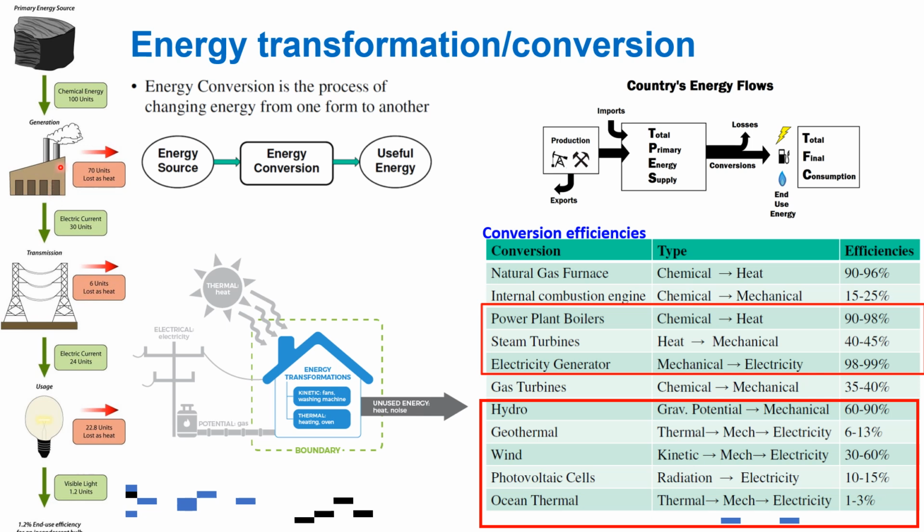And then upon electricity generation in this power plant, it goes towards the transmission. Okay, so towards the grid. So along the grid, about 6% or 6 units of that is lost as heat. So normally heat is the other transformation here. So 6 units is lost. So what happens is from 30 it becomes 24 units now.